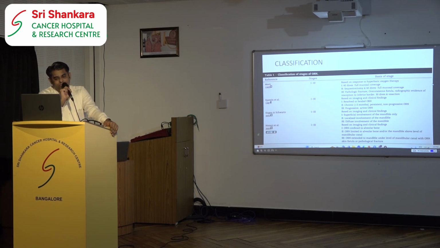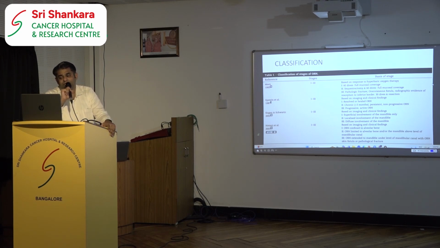I'll skip Kagan and Store. Notani is the most recent, not the most recent, but one of the most recent. Again, it has been modified by some others, and it has 3 stages based on imaging and clinical findings. So always include imaging and clinical findings when you state the disease.